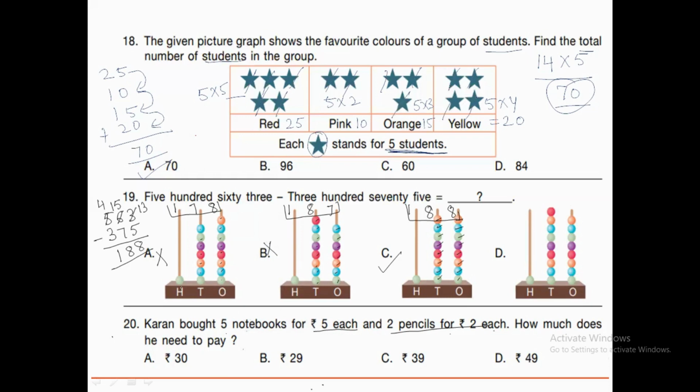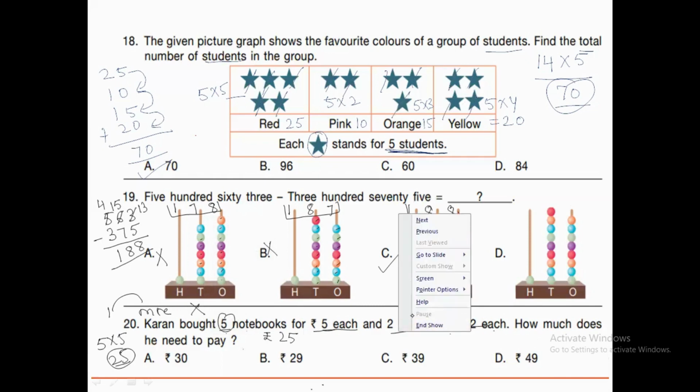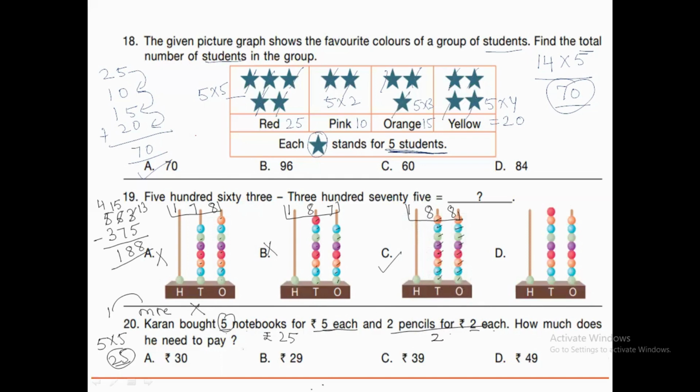When the quantity of 1 is given in the question and we need to find more, when we are moving from 1 to more, we will do multiplication. So we need to multiply 5 with this 5. 5 fives are 25. So the cost of 5 notebooks is rupees 25. Next, the cost of one pencil is rupees 2. We need to find the cost of two pencils together. It will be 2 multiplied by 2, which is 4 rupees.